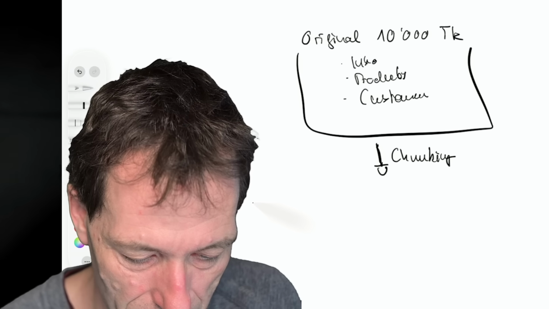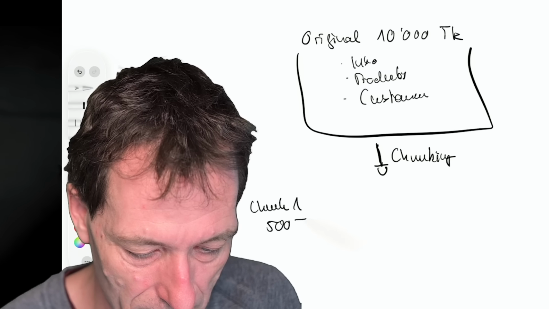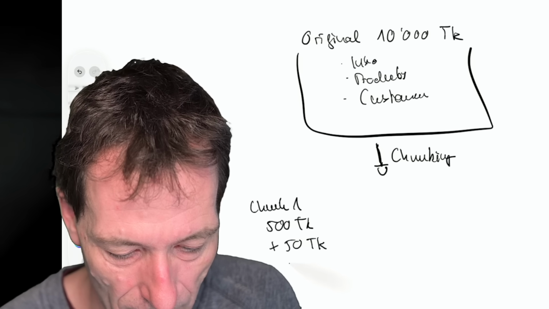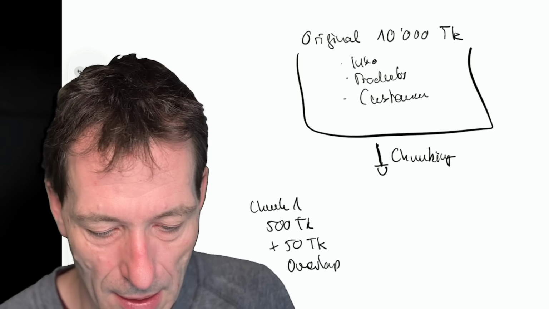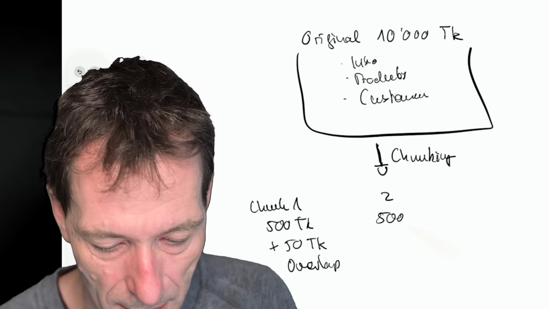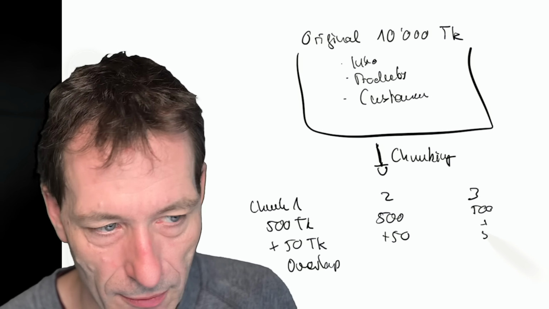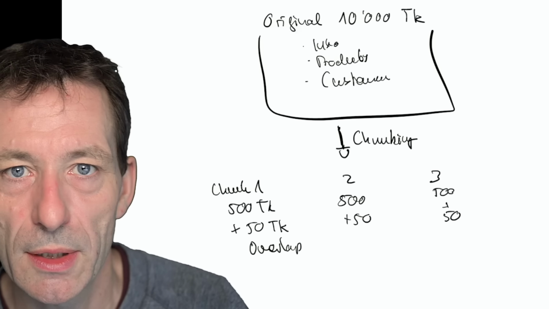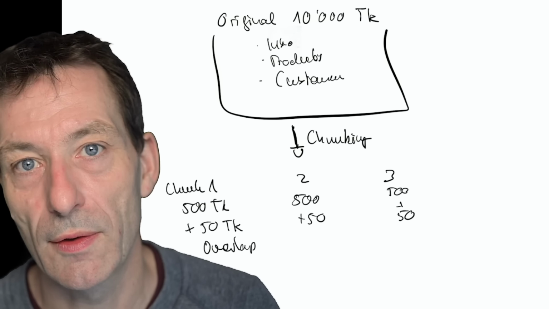Chunk 1 is 500 tokens plus 50 tokens overlap to not cut off sentences. Chunk 2, the same, 500 plus 50. Chunk 3, the same, 500 plus 50. You get it. So this is the chunked document that is then stored for retrieval in the vector database.